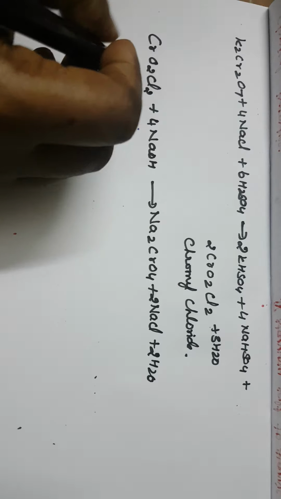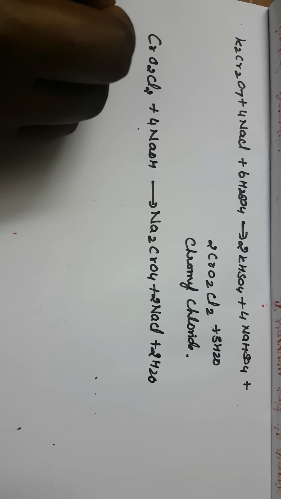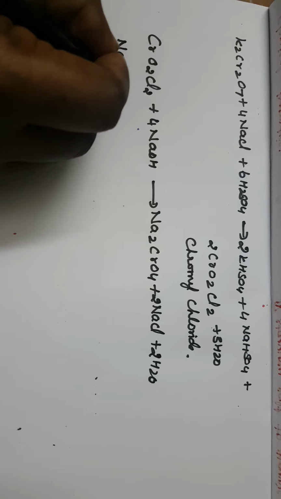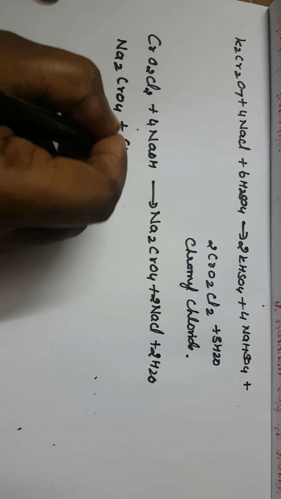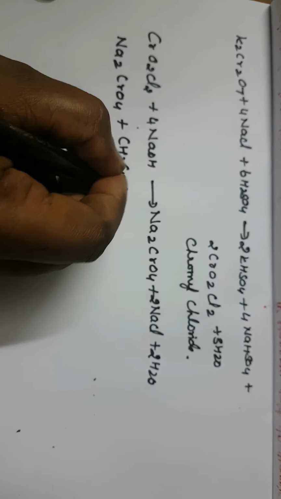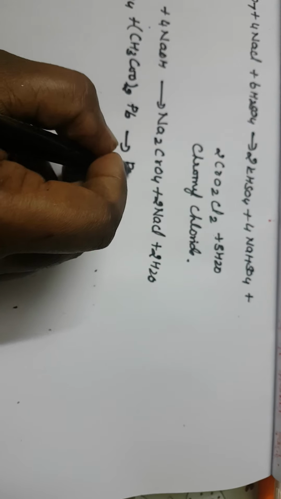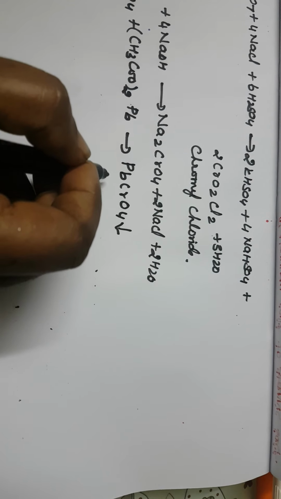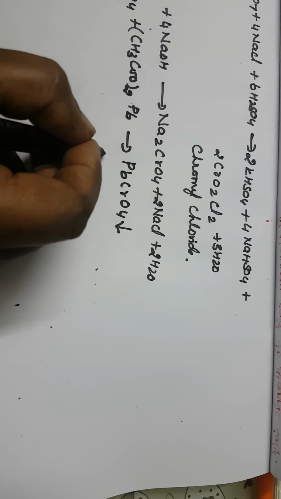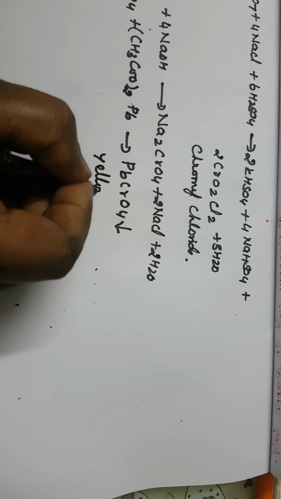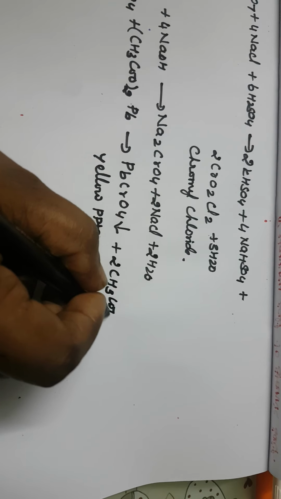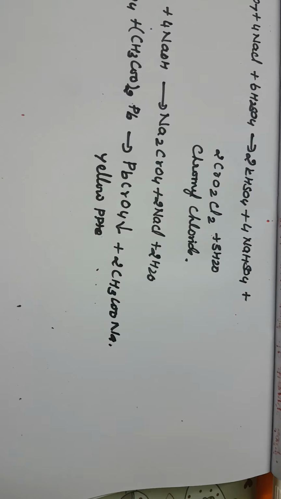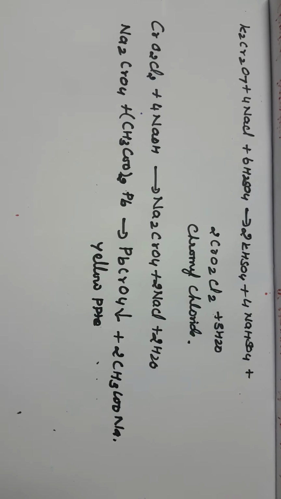Okay, so this is another one. Then this sodium chromate, the yellow solution, is passed through lead acetate solution. It is converted into lead chromate, PbCrO4. Again lead chromate is precipitated. It is a yellow precipitate. I already told you that, the yellow precipitate. Again there is sodium acetate, CH3COONa. Okay, so this is another one. This is the chromyl chloride test.